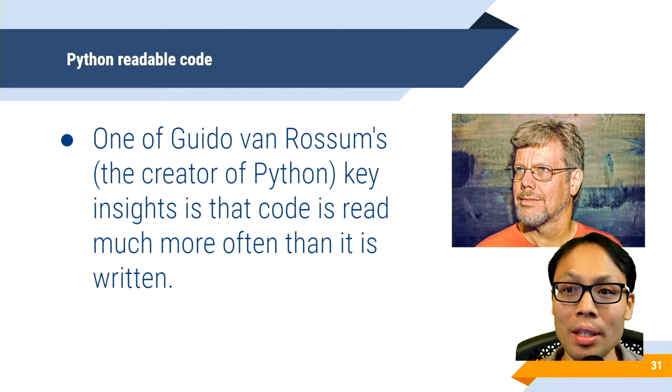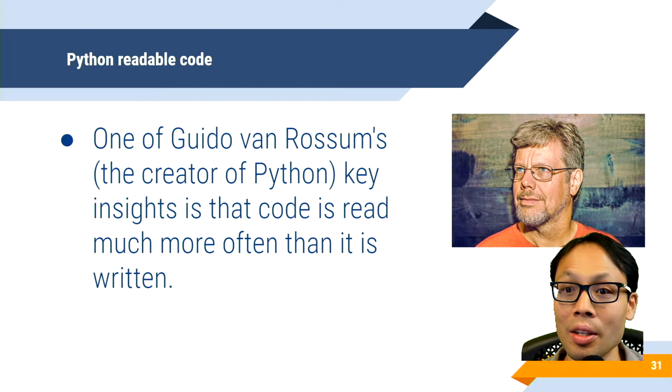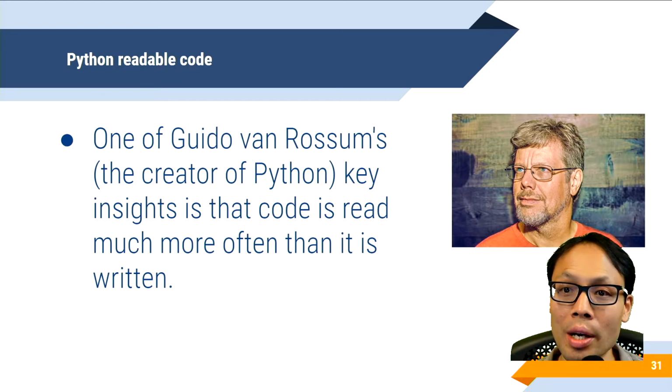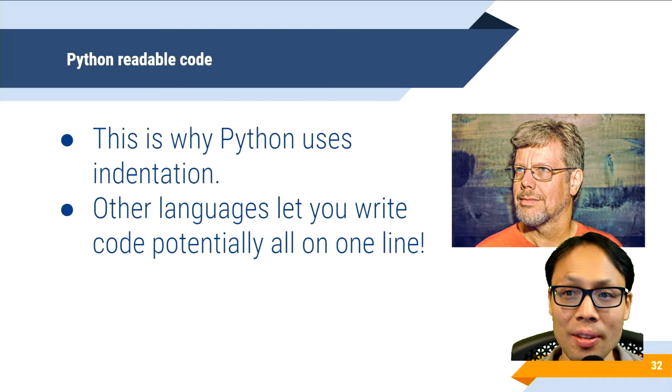So one of the key insights that Guido van Rossum, the creator of Python, had was that code is read much more often than it is written. So that's why Python uses indentation, unlike other programming languages. And just to note for yourself, in other programming languages which do not have indentation, you could actually write all of your code on one line.